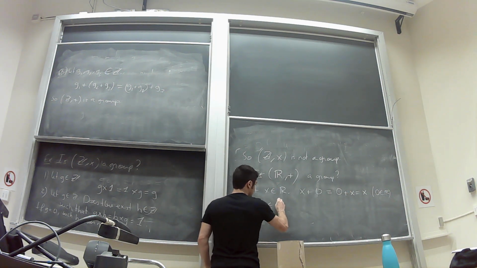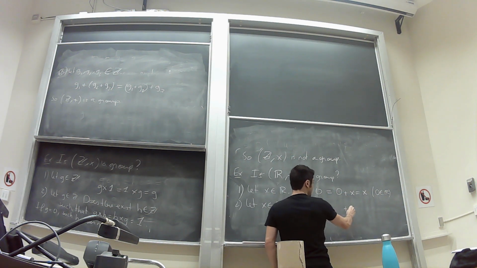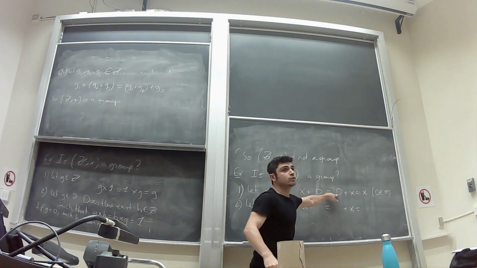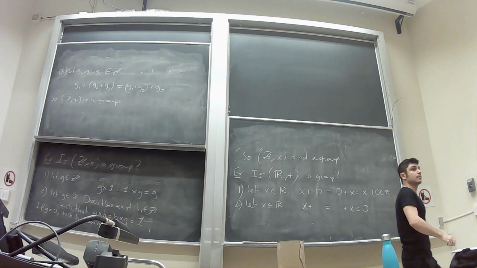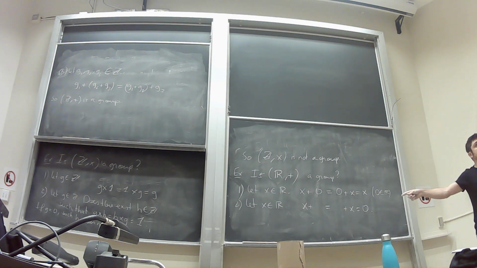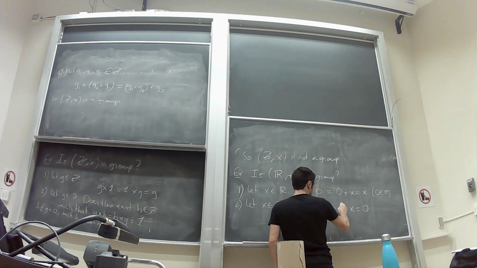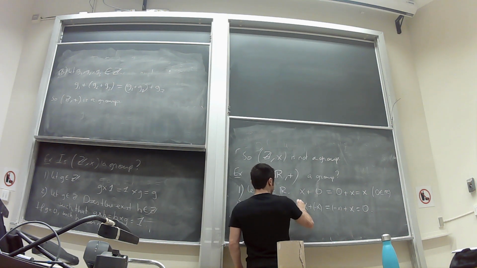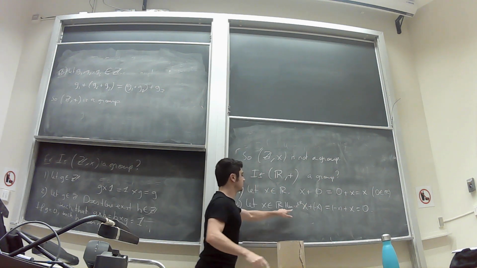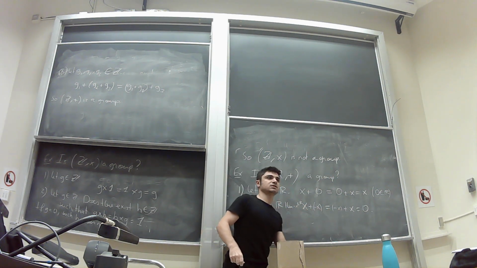Now, let x be in R. Can I find an element in R such that x plus that element is equal to that element plus x, which is equal to 0? Yes. What is it? Minus x. If x is in R, then minus x is in R, and x plus minus x is equal to minus x plus x, which is equal to 0.